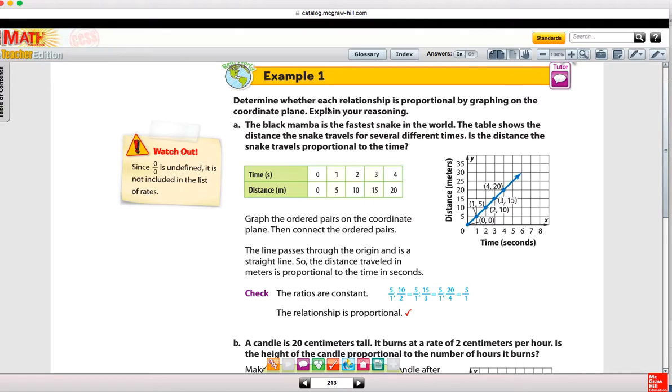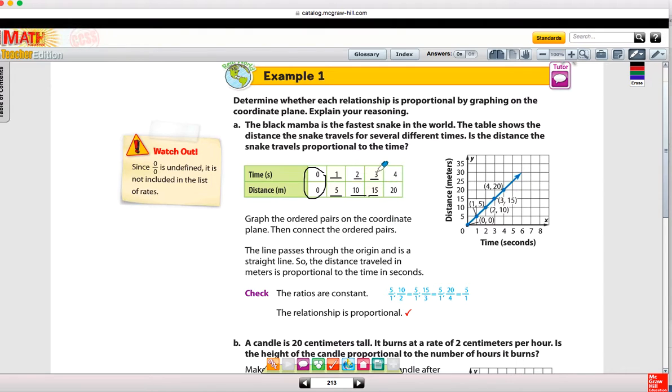Okay, so determine whether each relationship is proportional by graphing it and then explain your reasoning. So the black mamba is the fastest snake in the world, and the table shows the distance the snake travels for different times. In this case, it might just be logical that if 0 time has passed, then 0 meters is how far it will travel. So it passes through 0, 0, and then as far as seconds, it looks like 1 for 5, 2 seconds for 10, 3 seconds for 15.